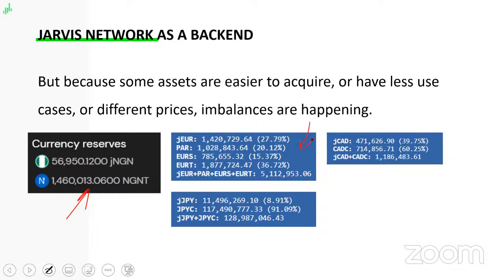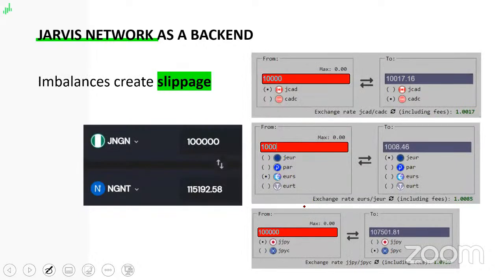The Euro pool is also not very well balanced. You have more EUROT and J-Euro and very few EUROS. In the CAD pool also, you have way more CADC, and the worst, the JPY pool, you have 91% of JPYC.